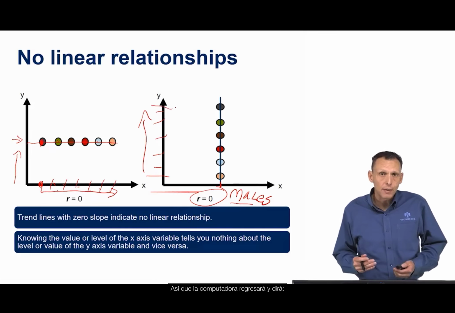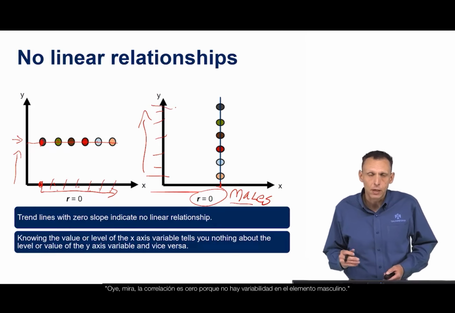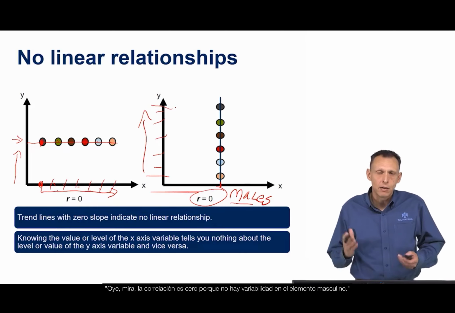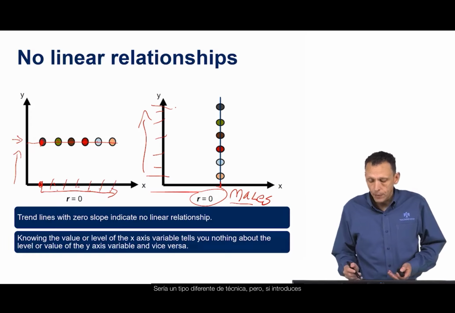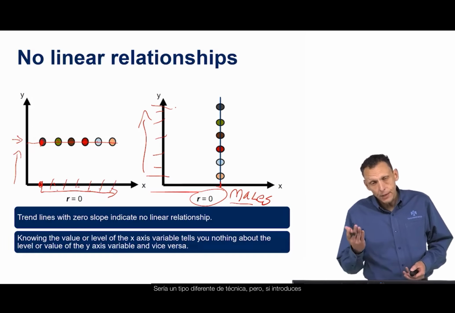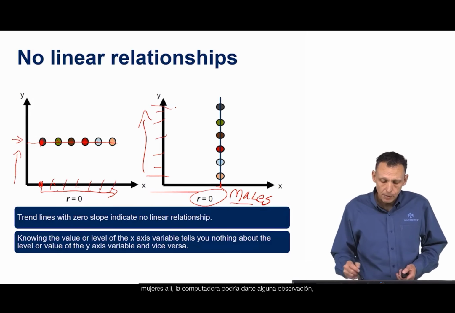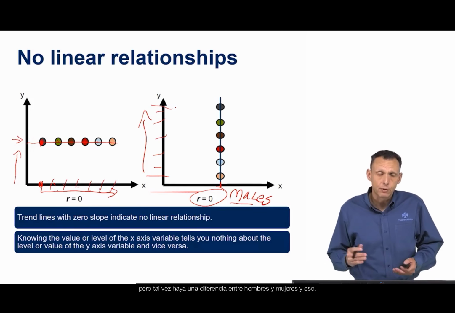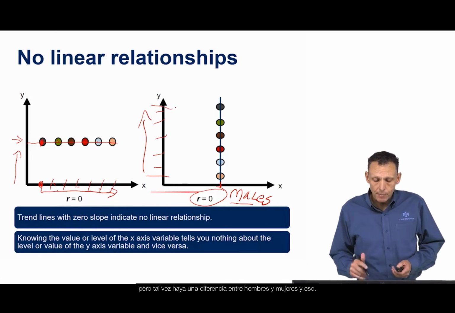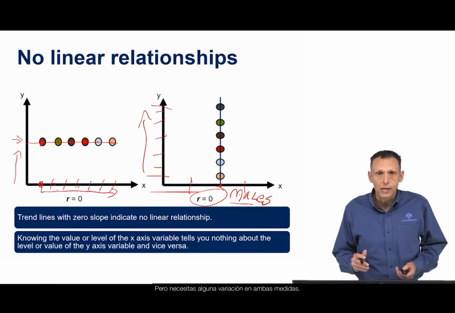So the computer will come back and say, hey, look, correlation is just 0, because there's no variability on the element of male. It would be a different kind of technique, but if you introduce females in there, the computer might actually give you some observation, and maybe there is a difference between males and females on that. But you need some variation on both measures.